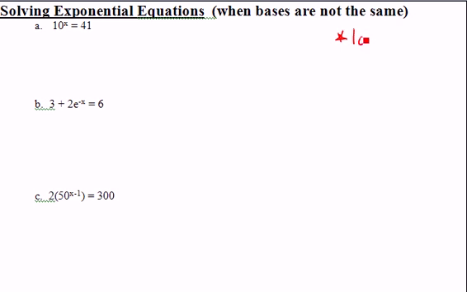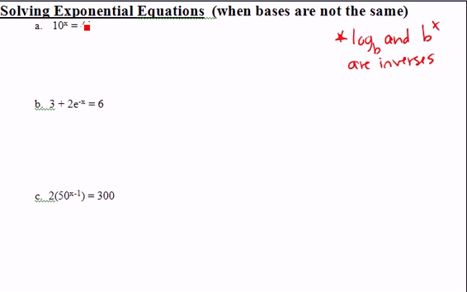And what is that? Well, log and exponential are inverses. So that would mean that logs cancel exponents, or exponents cancel logs. In this case, we're dealing with exponents, and I'm going to look at problem A. We cannot write 41 as a base of 10. We cannot find a base that both of these could be written as. It doesn't necessarily have to be 10.